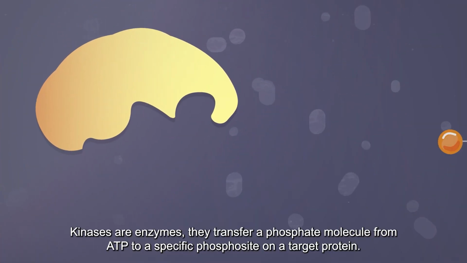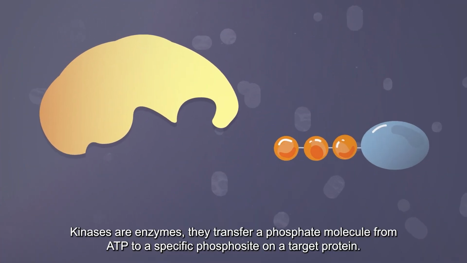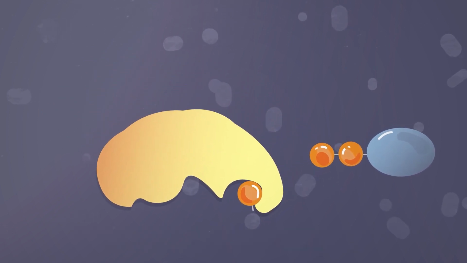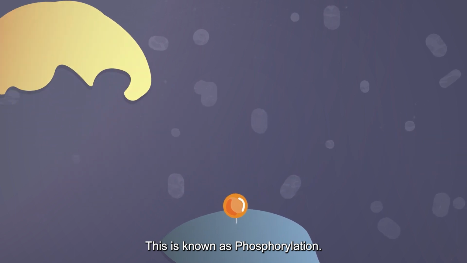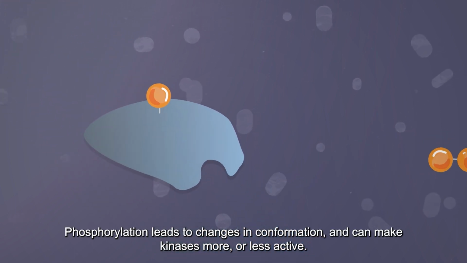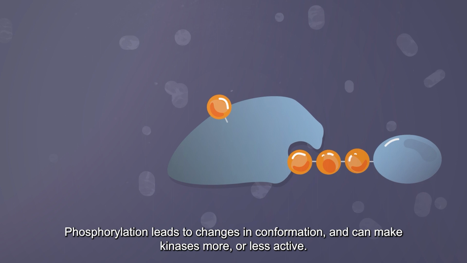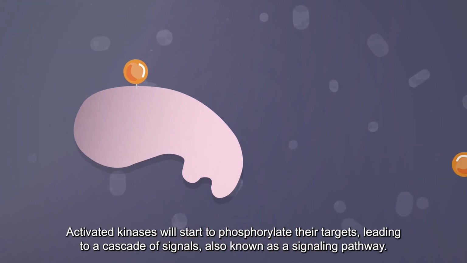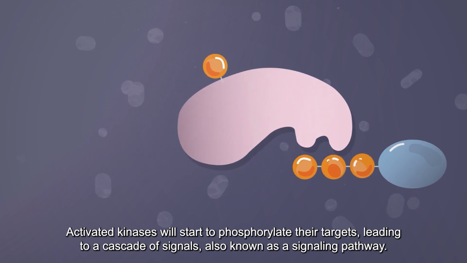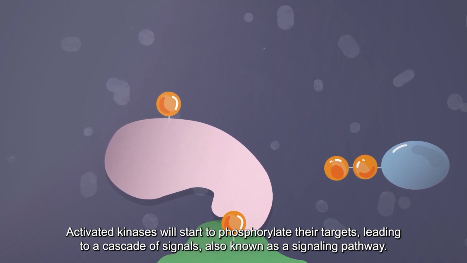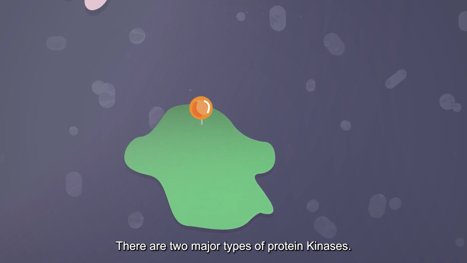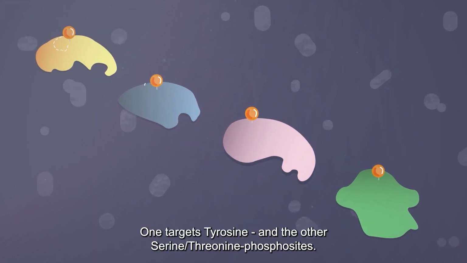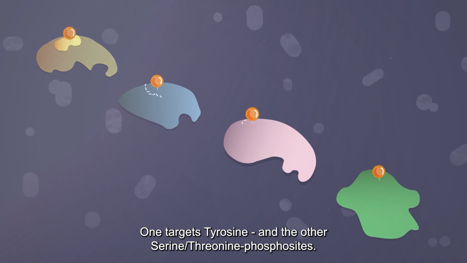Kinases are enzymes. They transfer a phosphate molecule from ATP to a specific phosphosite on a target protein. This is known as phosphorylation. Phosphorylation leads to changes in conformation and can make kinases more or less active. Activated kinases will start to phosphorylate their targets, leading to a cascade of signals, also known as a signaling pathway. There are two major types of protein kinases. One targets tyrosine, and the other serine threonine phosphosites.